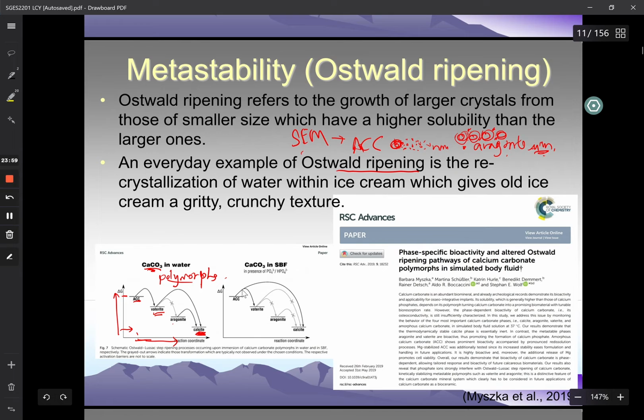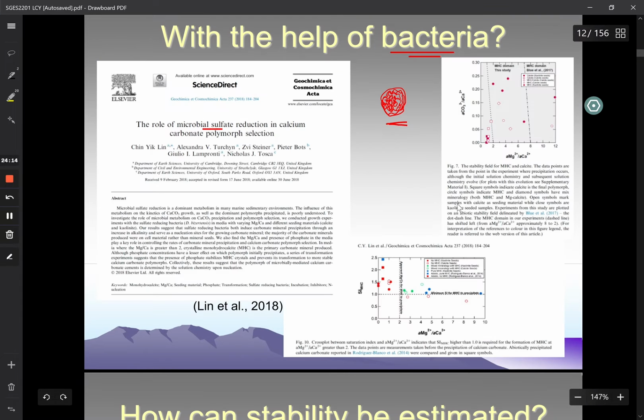So bacteria also may help as a catalyst that lowers the activation energy required for transformations to happen. So it will help lower this activation energy. So bacteria may also play a role in low temperature environments, right?